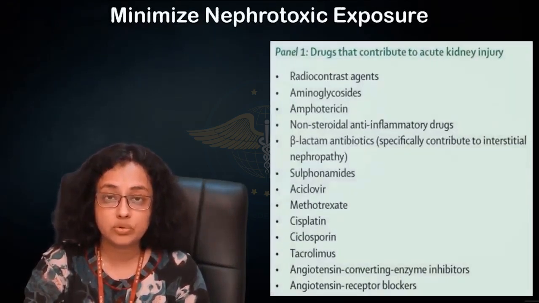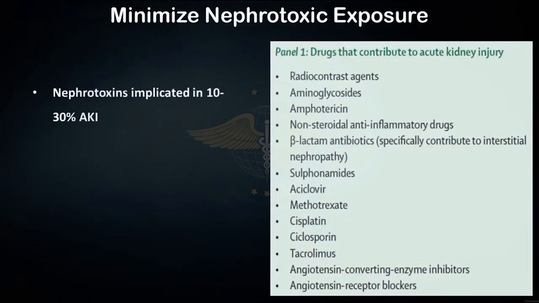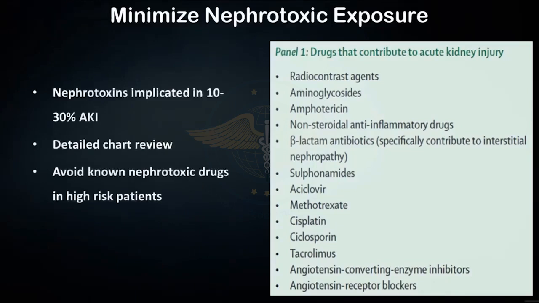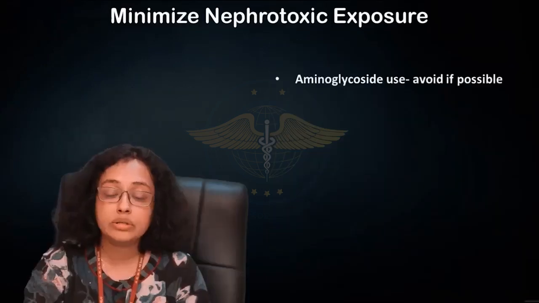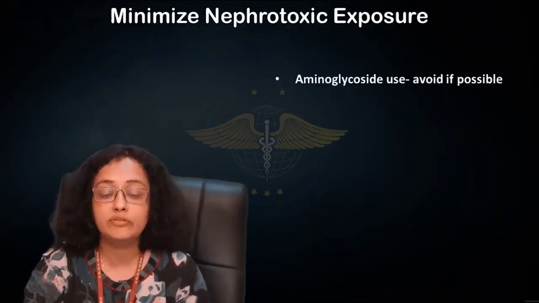Minimizing nephrotoxic exposure is important. Always look at the drug chart in a patient with AKI. They're implicated in 10 to 30% of cases of AKI, and known nephrotoxic drugs should be avoided in high-risk patients. Aminoglycoside use should be minimized and avoided if possible.